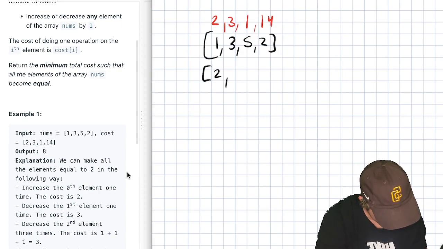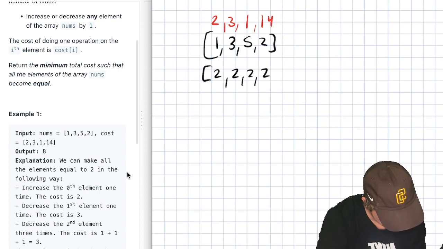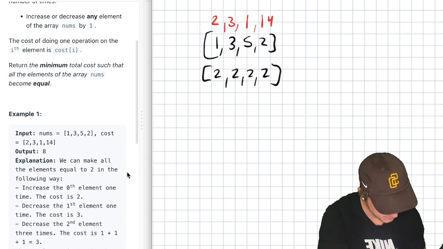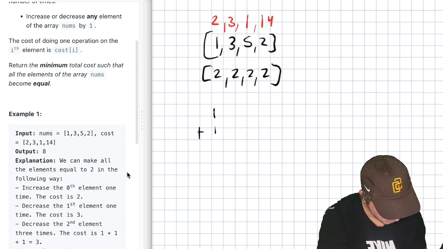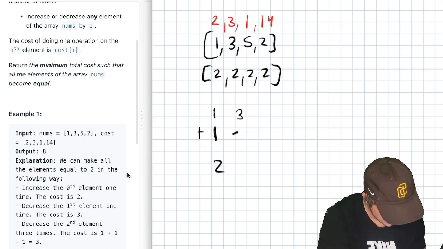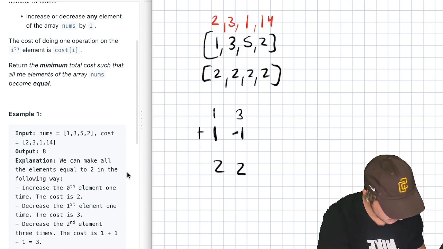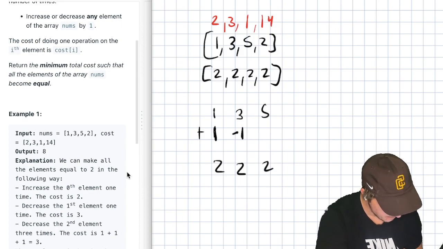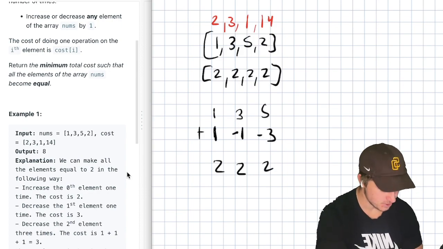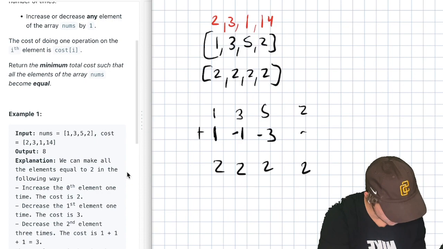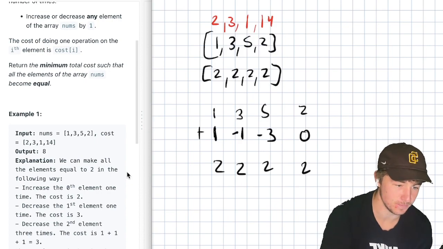So to make all these 2, since we already know the answer, we can think about what operations would be required to do that, right? To make 1 into 2, I'd have to add 1. To make 3 into 2, I'd have to subtract 1. To make 5 into 2, I'd have to subtract 3. And to make 2 into 2, I'd have to do 0 operations.